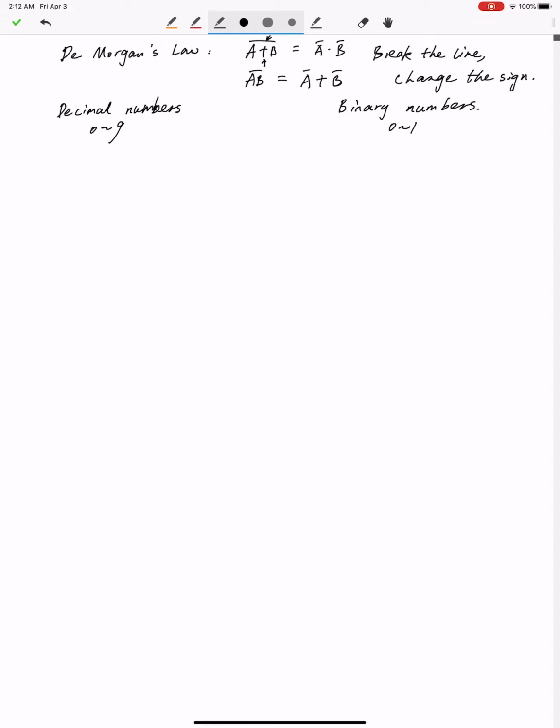If you want to convert a binary number to a decimal number, the method we use is some kind of decoding method, right? For instance, if the binary number is 1011, the corresponding decimal number is 1 times 2 to the power of 3 plus 0 times 2 to the power of 2 plus 1 times 2 to the power of 1 plus 1 times 2 to the power of 0.